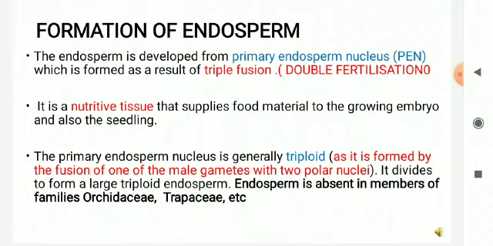This fusion is also called triple fusion because here three nuclei fuse together, one male nucleus and the other two polar nuclei, which results in formation of a triploid structure that is called endosperm and which provides nutrition to the embryo.